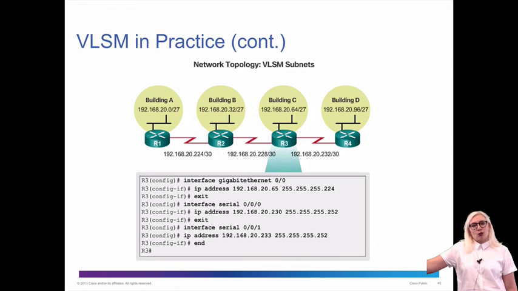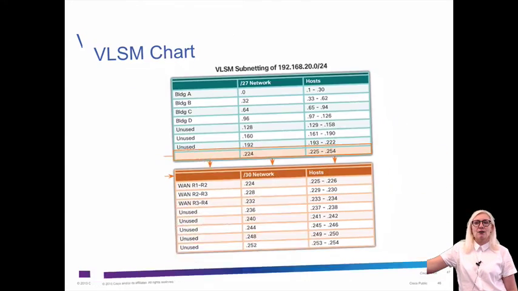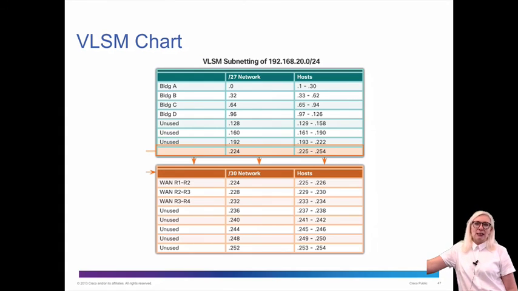In the older days, it could be a problem to have these different IP addresses on different interfaces with different subnet masks. So basically, VLSM makes us subnet an already subnetted network.